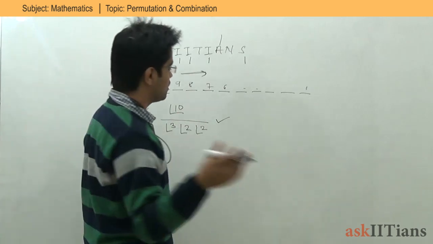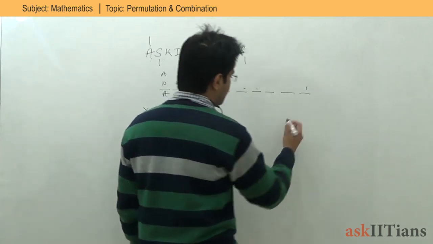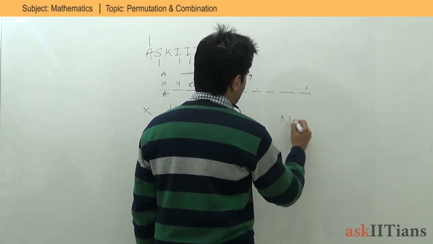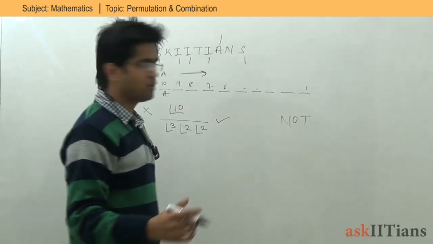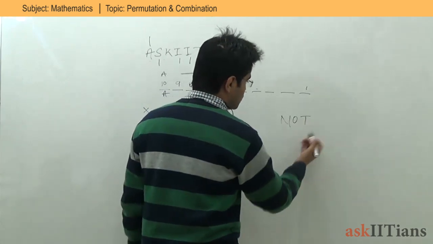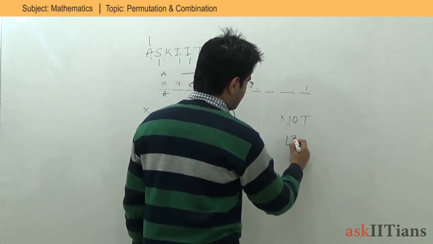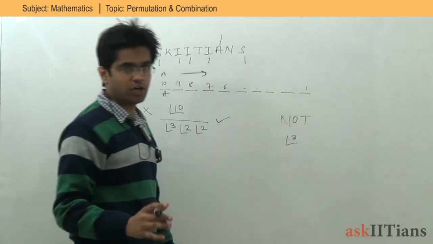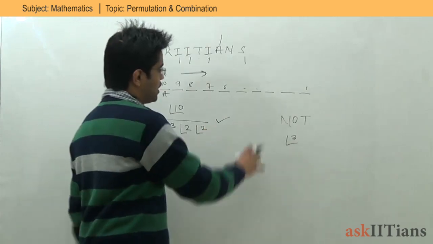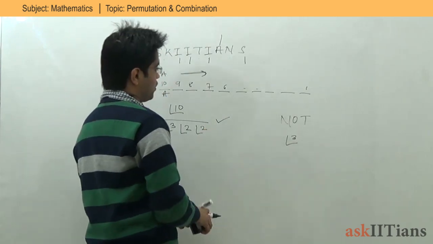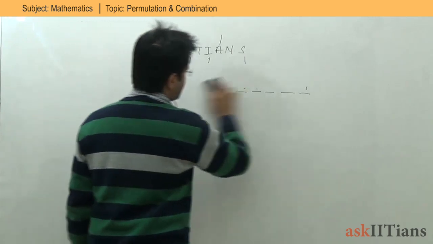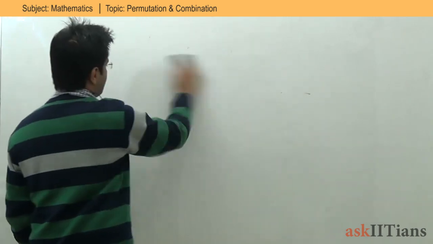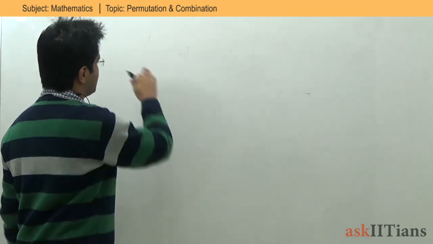Suppose the word is, let's say, NOT, or any other word which doesn't have any repeating letters. What will be the answer? The answer will be factorial 3 straight away. There is no need to divide because none of the letters are repeating. Okay, so these arrangements are called straight arrangements, I mean the arrangements in which we are arranging them in a line.